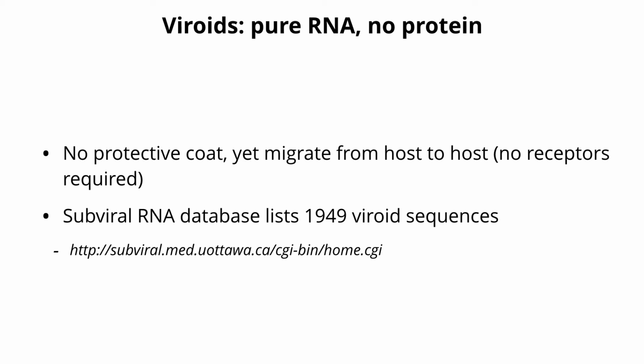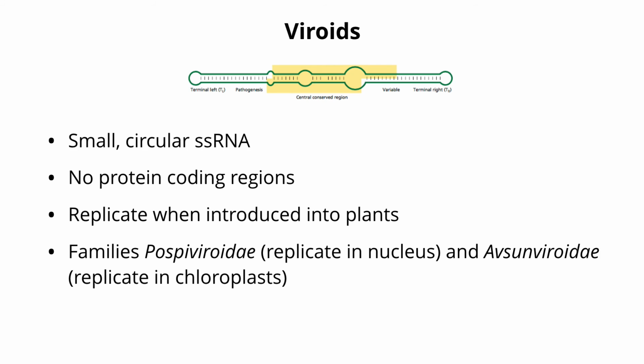And there is a database, the subviral RNA database. So these viroids are also called subviral RNAs. There are 1,900 different sequences to date. So this is a viroid here at the top. It's a small, circular, single-stranded RNA. And as I said, there are no protein coding regions.